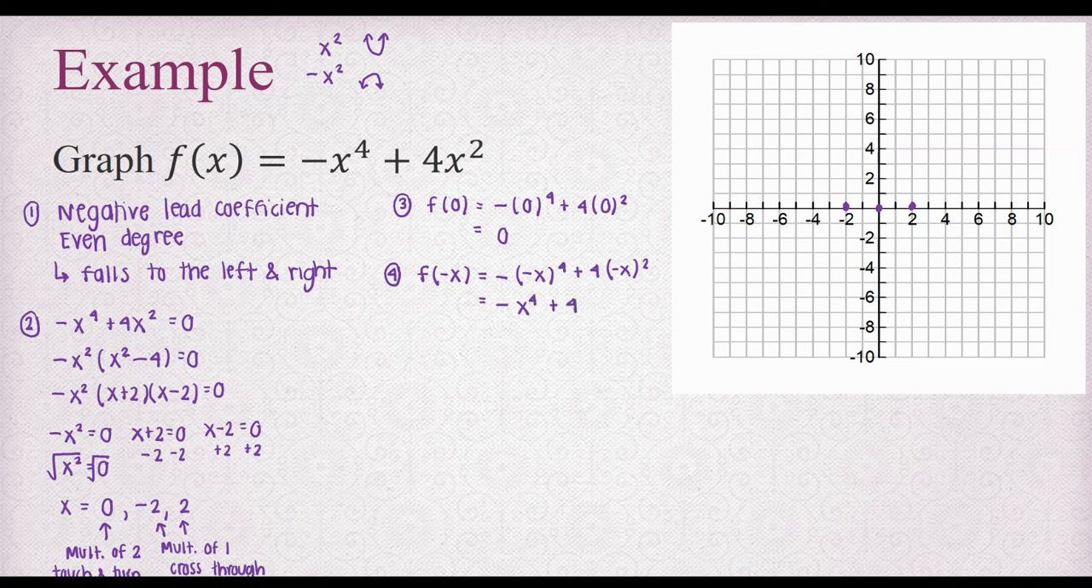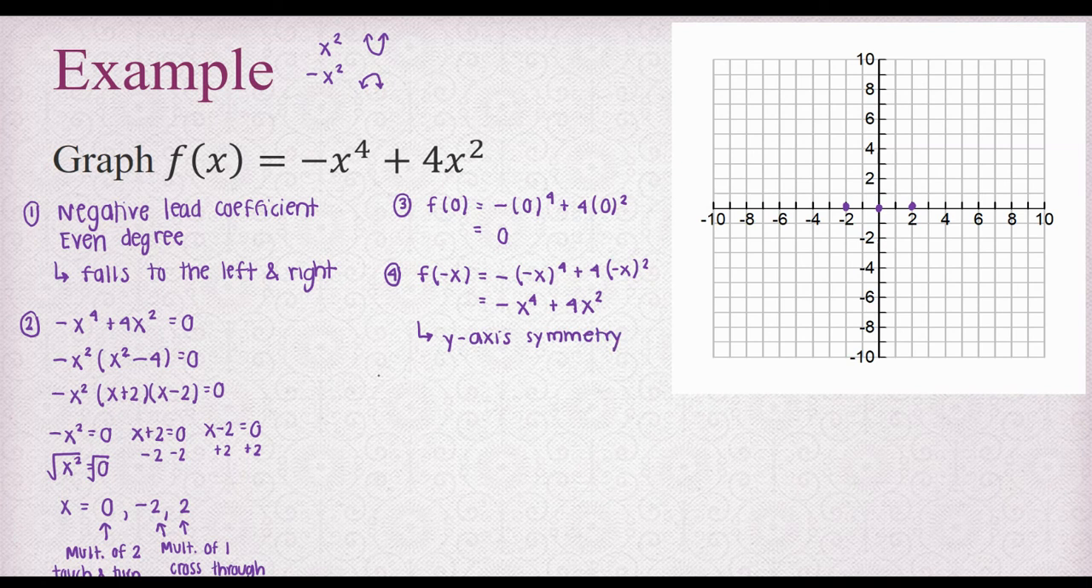Plus that 4 is going to stay there, and negative x squared, once again, because it's being raised to an even exponent, turns positive when I square a negative, so that would then just stay x squared. So notice that my original function is what I actually ended up getting when I substituted in the negative x. If it spits out the exact same original function, that tells us that we are going to have y-axis symmetry. So that means that we should have the exact same look on the left side of the y-axis as we do on the right side.